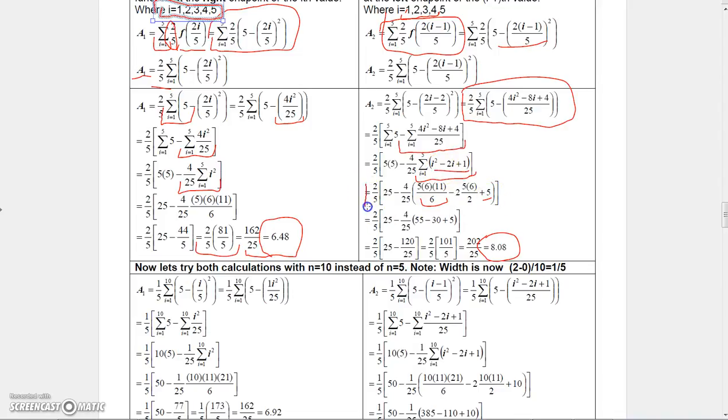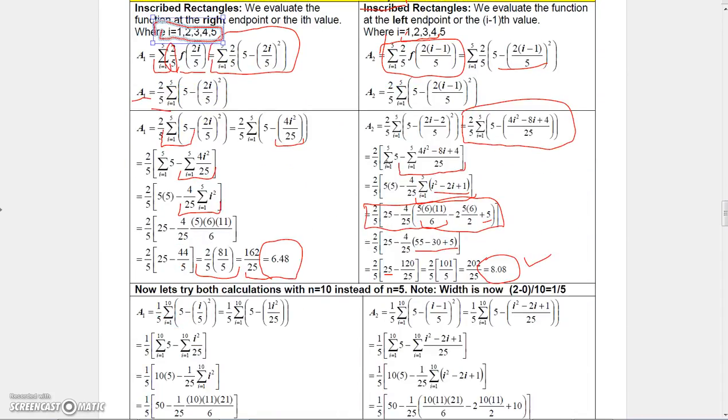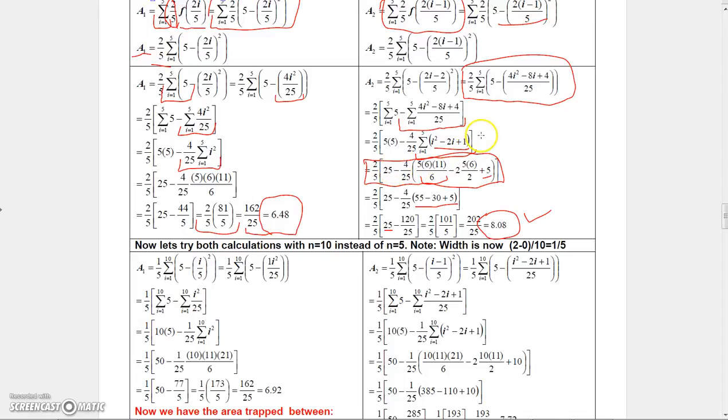Well, now I've got it, at least I've got it narrowed down to numbers. And now you just have to complete this calculation, which I got 55 minus 30 plus 5 for that. And then when I multiplied that by 4/25, I got 120 over 25. And then when I added it to 25, I got 101 over 5. And then when you multiply that by 2/5, you get 202 over 25, which is 8.08, which was actually what I got up here for the right side. But the point is that I was able to get a formula here.